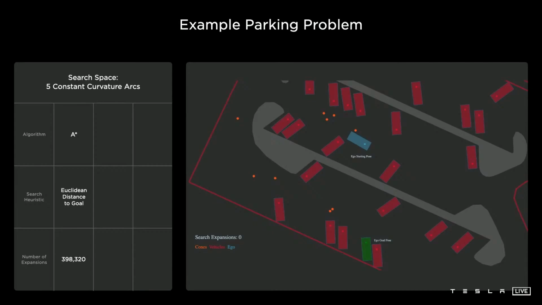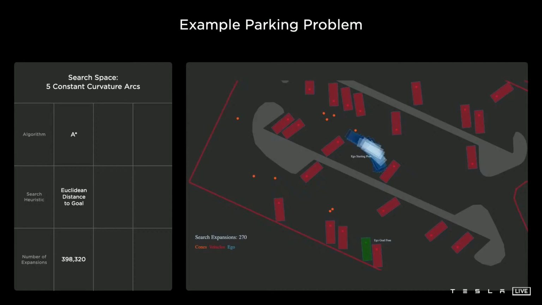So it needs to go around the curbs, the parked cars, and the cones shown in orange here. Let's do this simple baseline. It's A-star, a standard algorithm that uses a lattice-based search. And the heuristic here is the Euclidean distance to the goal.